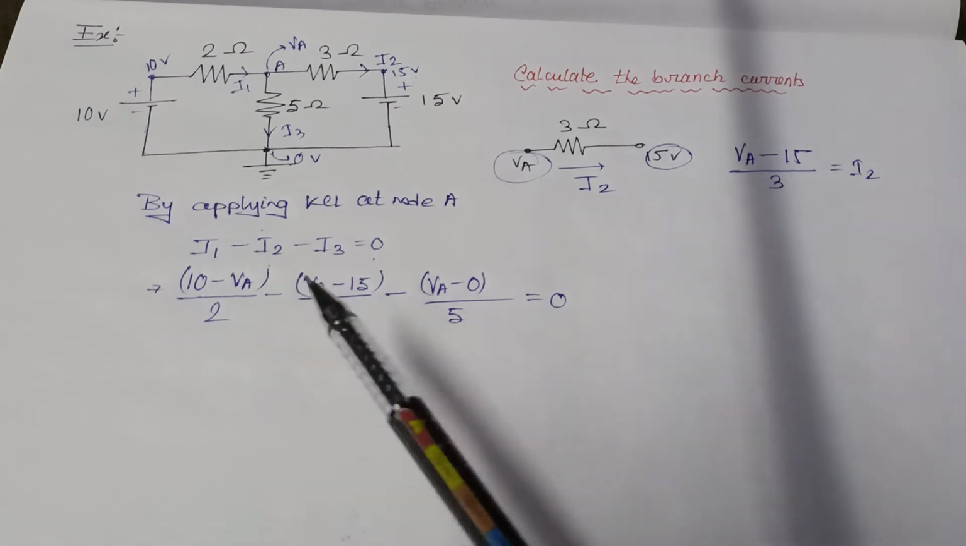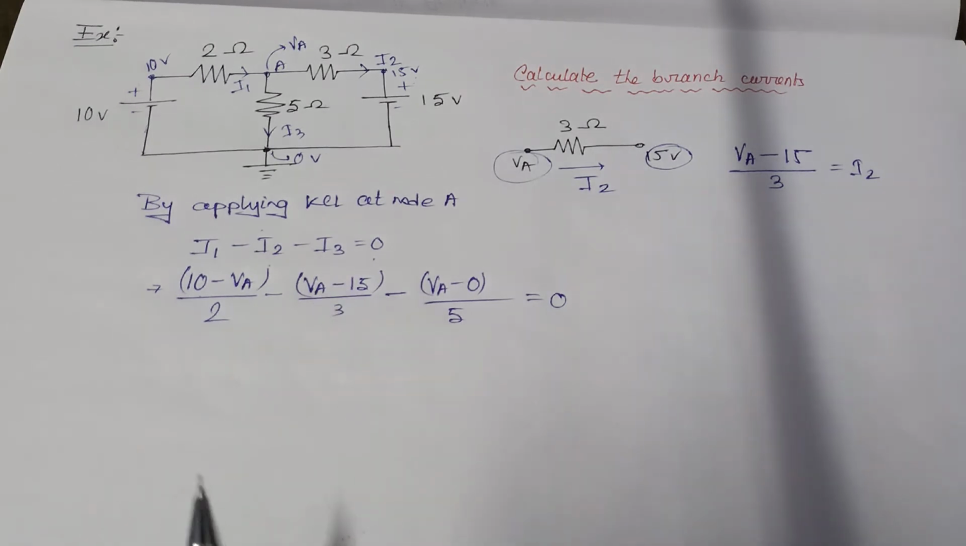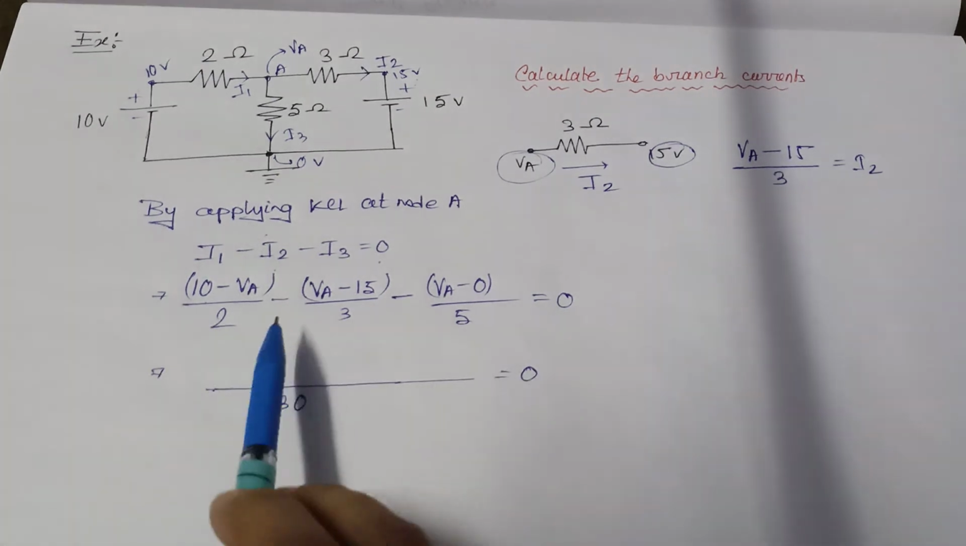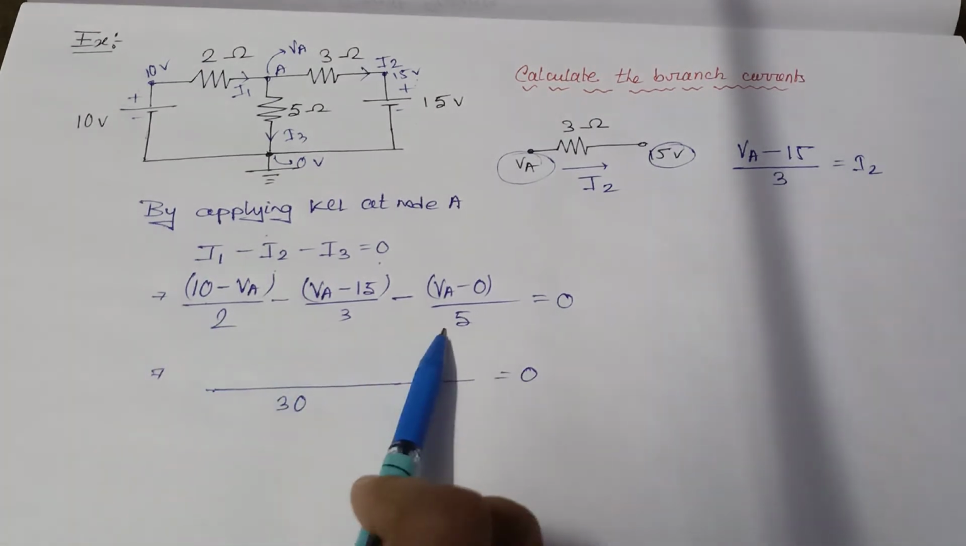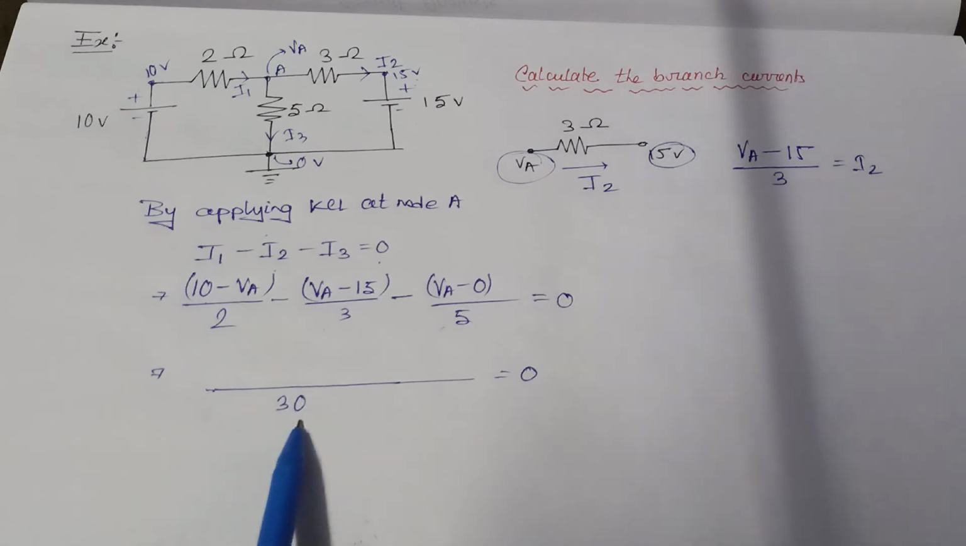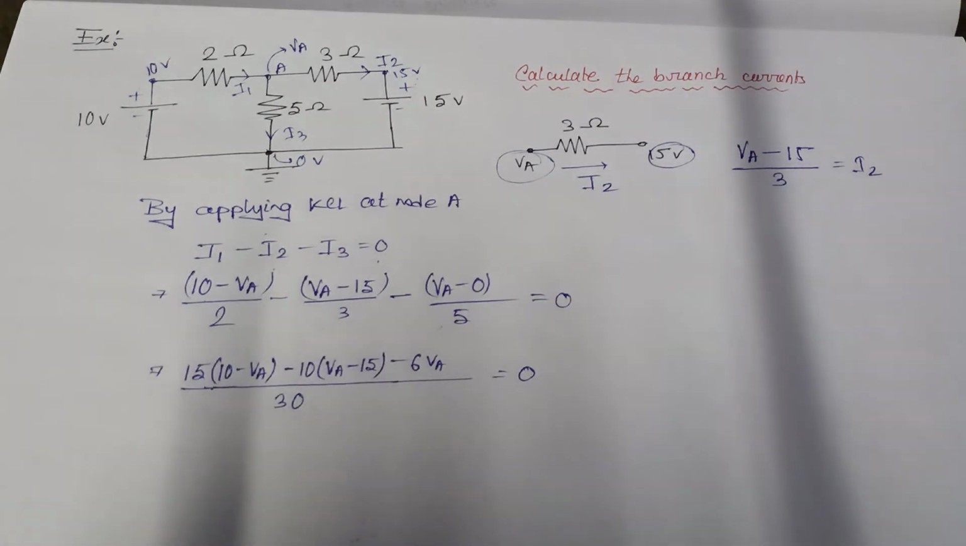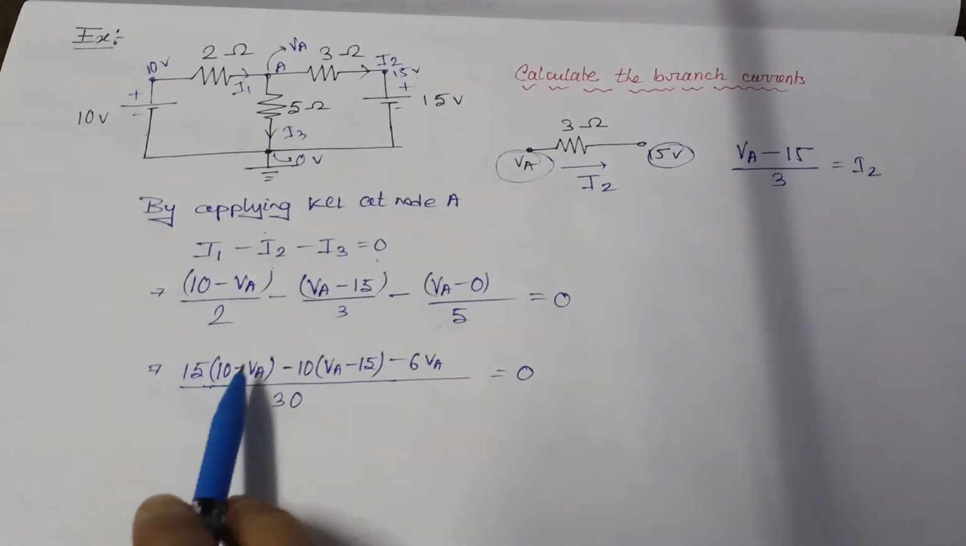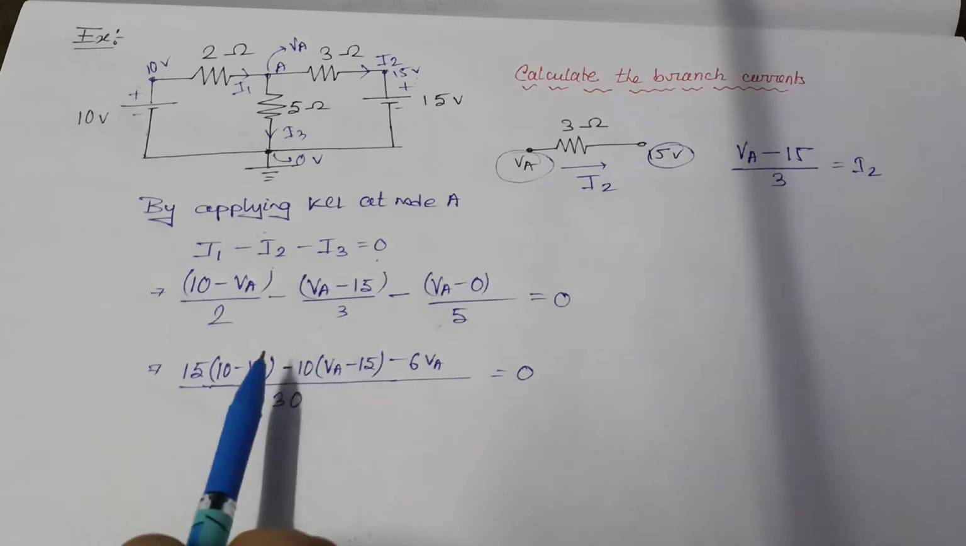So see, in this equation only you have to calculate this VA. Okay, the denominators are 2, 3 and 5. So I have considered the LCM to be 30. I am not going to explain this calculation because I think you're able to do it.